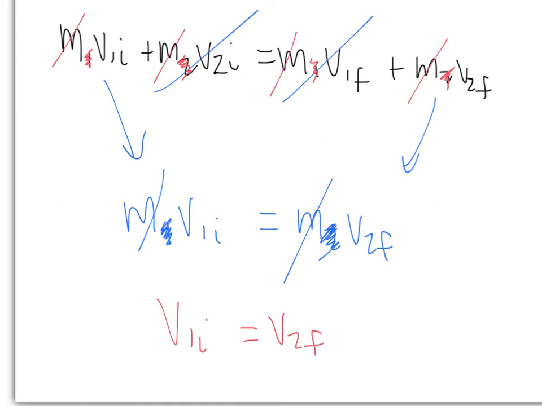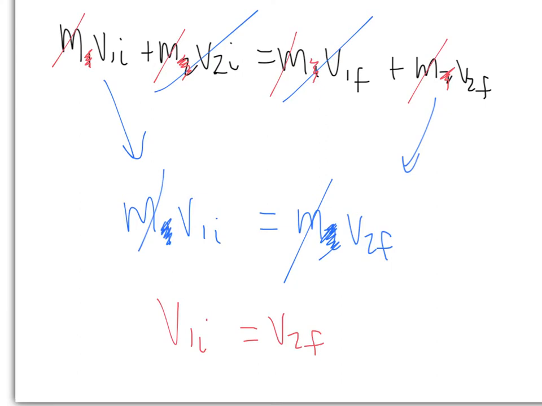V1I equals V2F. What's the significance of that statement? Is it 3 meters per second? Yeah, why is that? What's happening here? Same. It's the same. So you have this object moving, it hits this object, but then it stops. So all of that momentum has to go somewhere. Where does it go? Into the other billiard ball. So therefore, they have to have the same velocities.